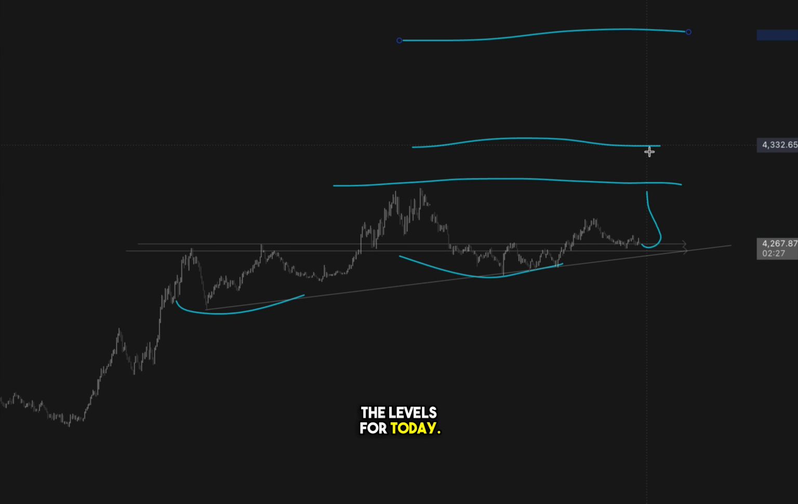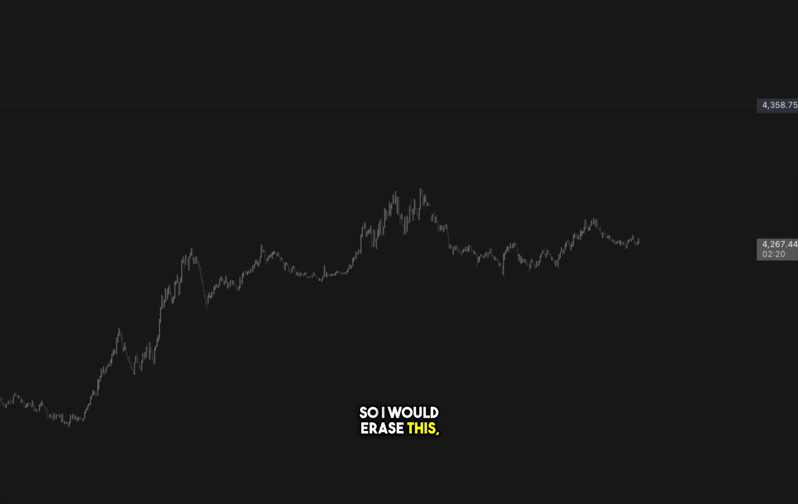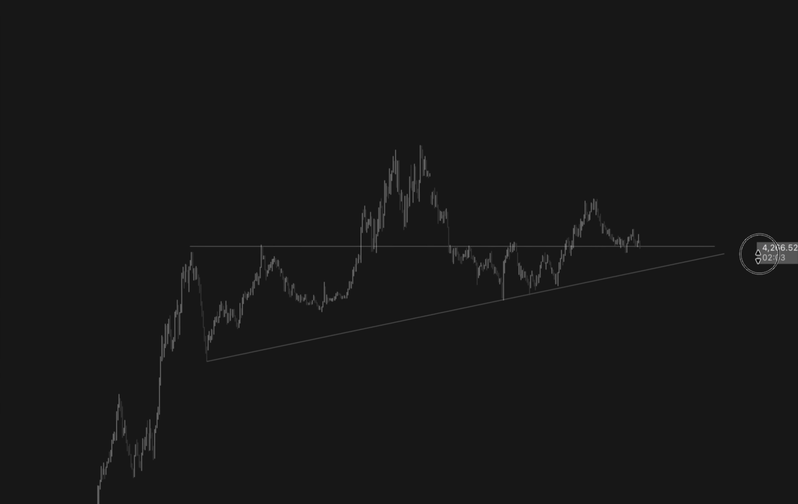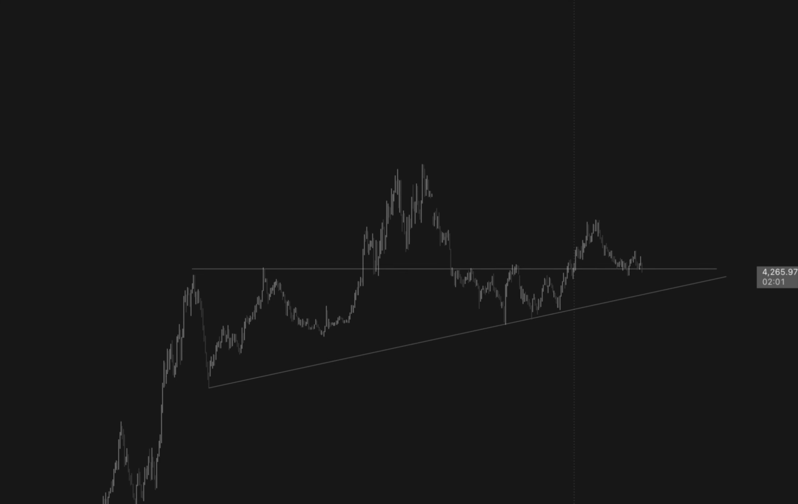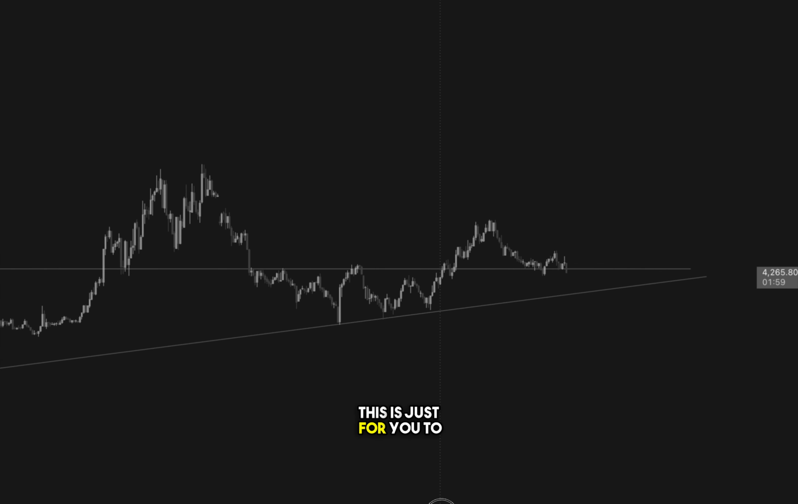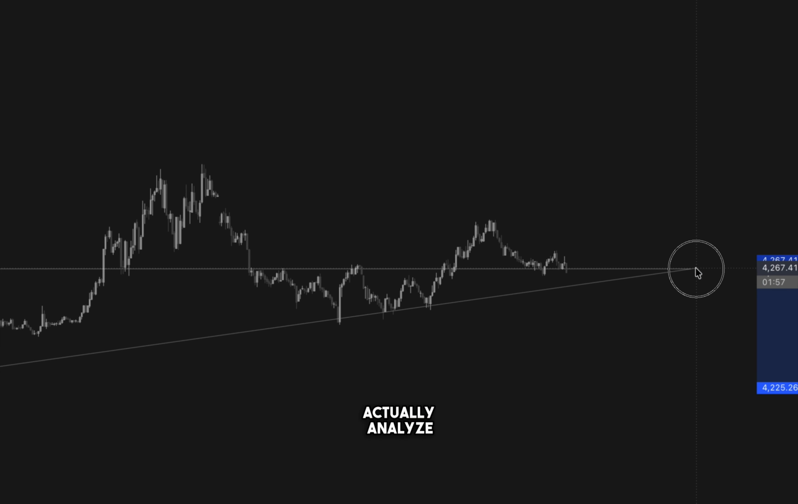These are the levels for today, but how would we analyze this if we were actually to take this trade? So I would erase this. I would set my trend line right here because this will mark my level of entry, and then I would set the uptrend line, all right, here. Okay, this is just for you to see how I would actually analyze this.